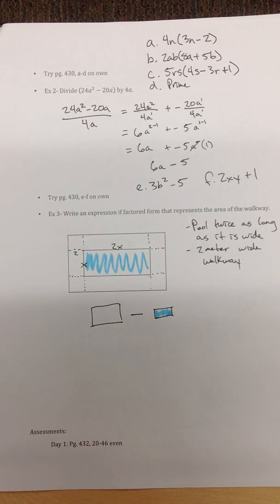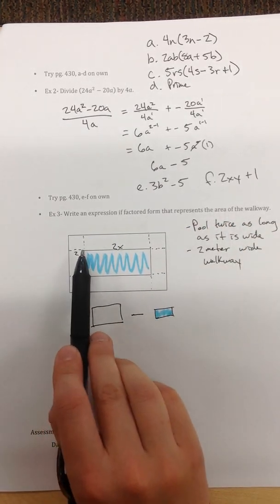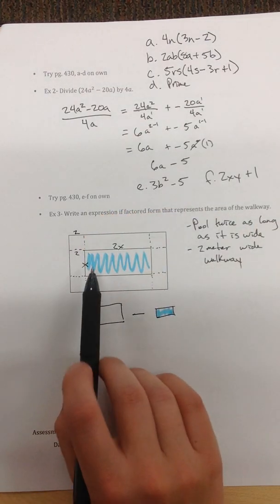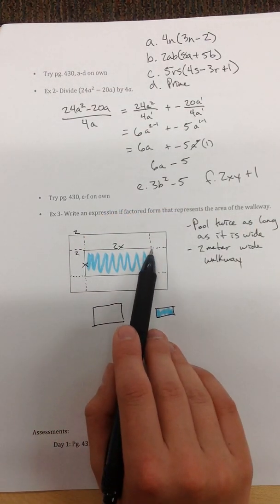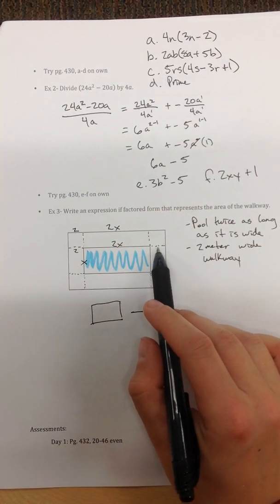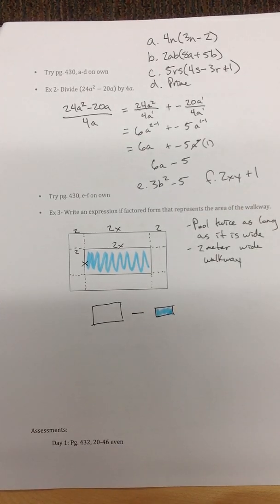I just want it around the edge. So what I'm going to do is take my dimensions here that I know and put these up on the edge. I know my walkway from there to there is 2 meters. I know my pool length from there to there is 2x. And then again, my walkway over here is the same distance, so that's also going to be a 2.